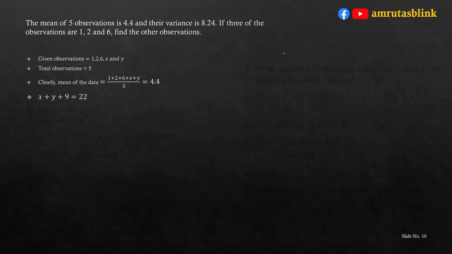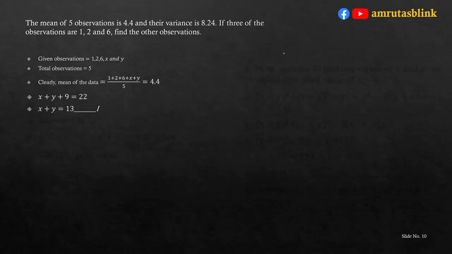So, if we simplify this equation, we will get 1 plus 2 plus 6 plus x plus y is equal to 4.4 into 5. Hence, x plus y plus 9 is equal to 22, that is, x plus y is equal to 13. So, this is our first equation in the simplified form, that is, x plus y is equal to 13.